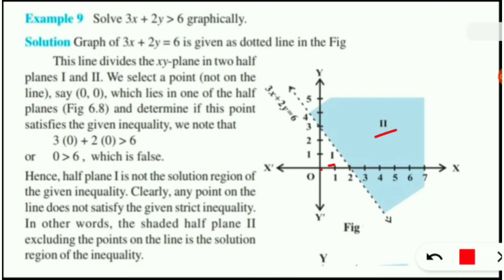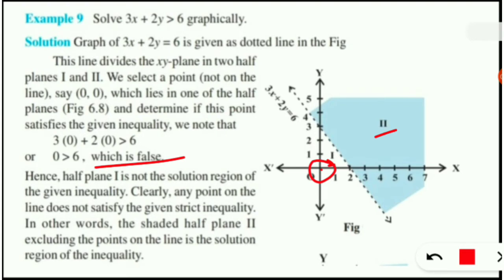Now determine if this point satisfies the given inequalities. Note that if we put x equal to 0 and y equal to 0, that means 3 into 0 plus 2 into 0 greater than 6. So 0 greater than 6, which is not true, which is false. That means the origin (0, 0) does not lie in the region 1. Clear? So definitely the required region is the upper half plane. Hence the half plane 1 is not the solution region of the given inequality.